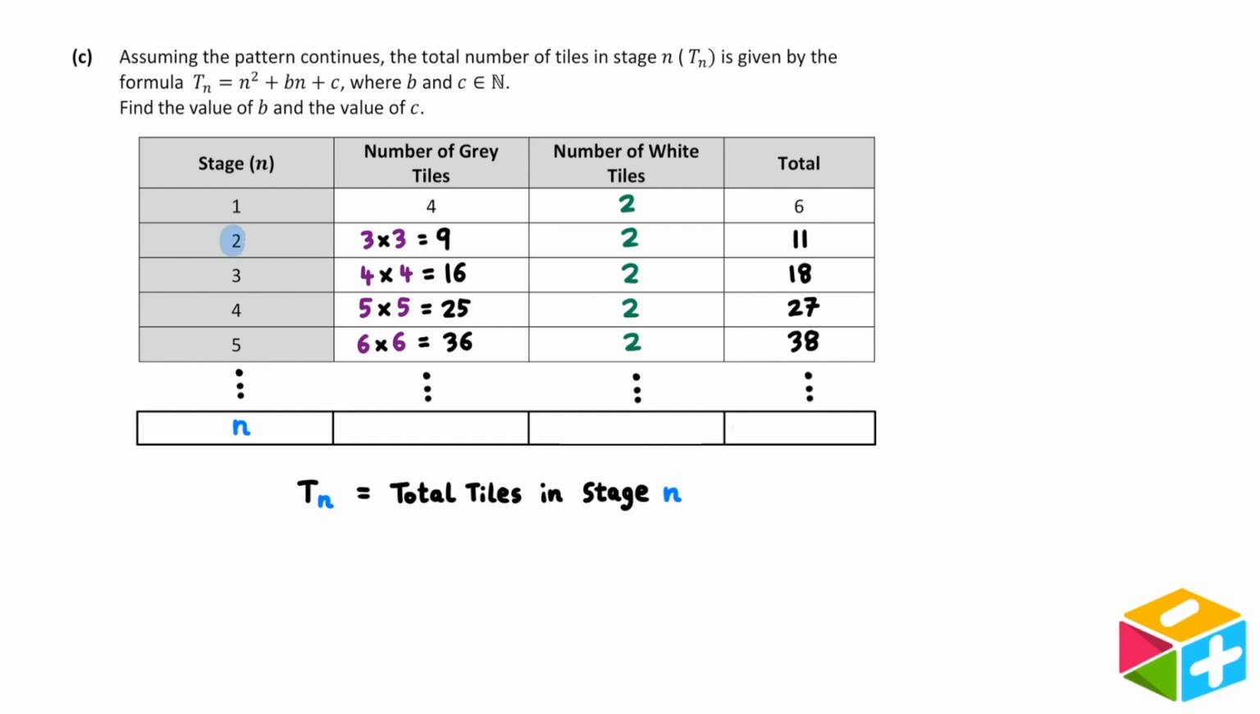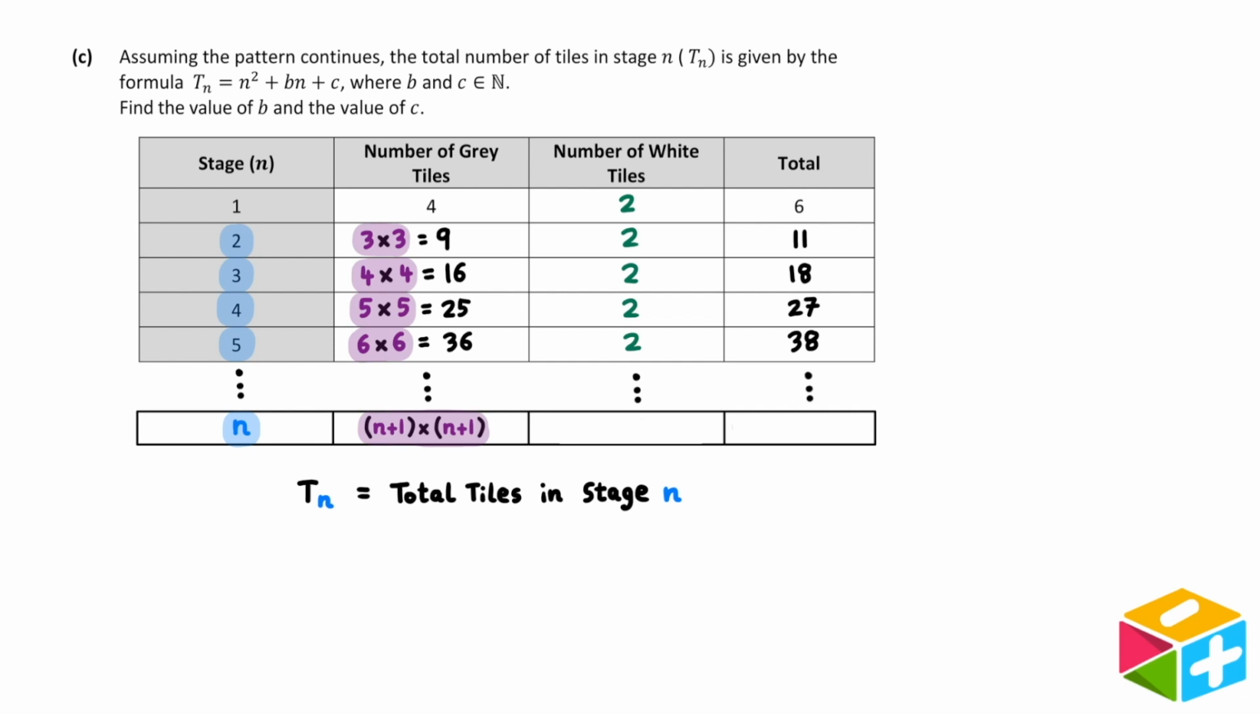For stage 2, the number of grey tiles was 3 times 3. For stage 3, it was 4 times 4. For stage 4, it was 5 times 5. And for stage 5, it was 6 times 6. The pattern here is that the number we're multiplying by itself is 1 bigger than the stage. So for stage n, the number of grey tiles would be n plus 1 times n plus 1.